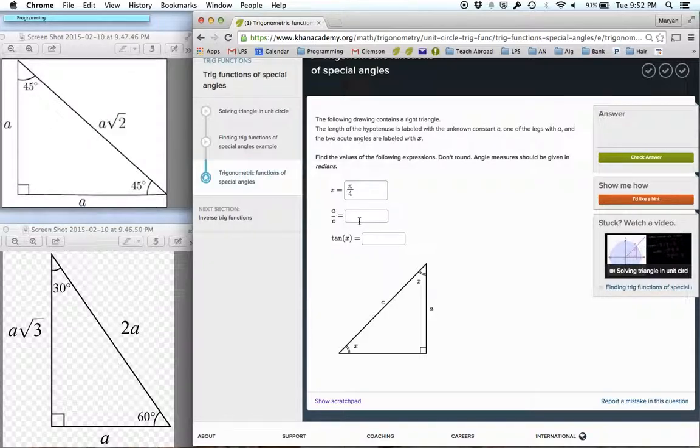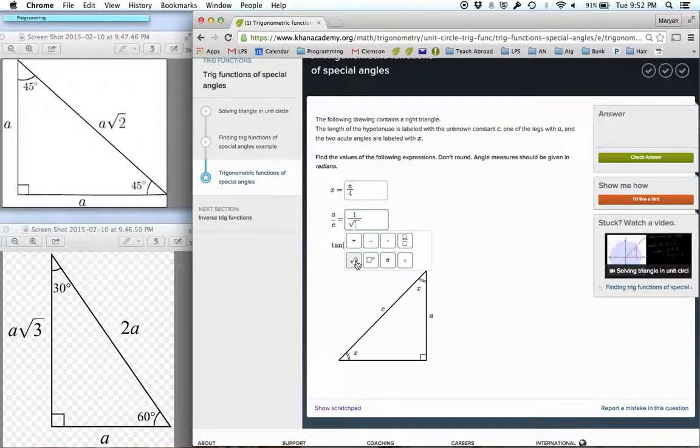So our A's are going to cancel, and I'm going to be left with 1 over the square root of 2. But because I cannot have square roots in the denominator, I have to rationalize this, so I'm going to get square root of 2 over 2.